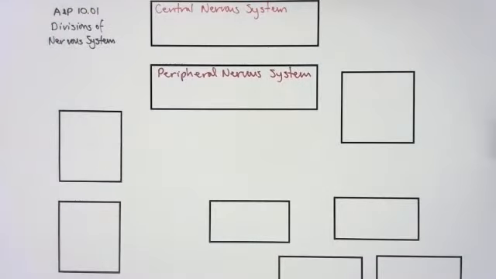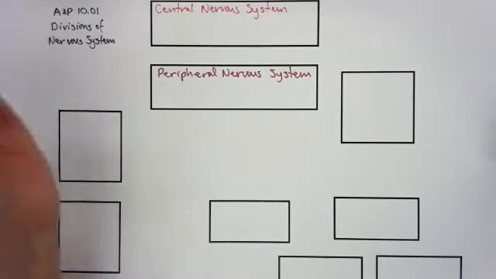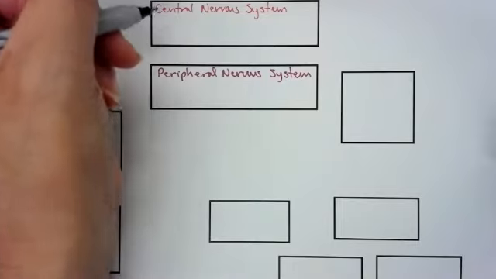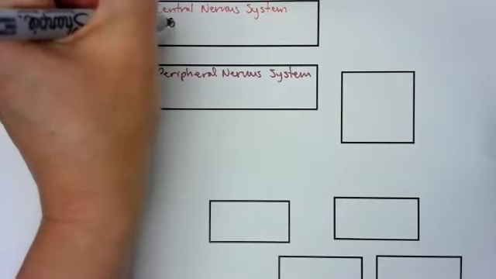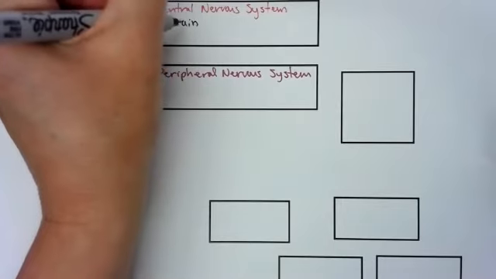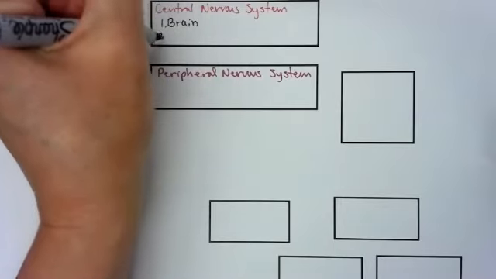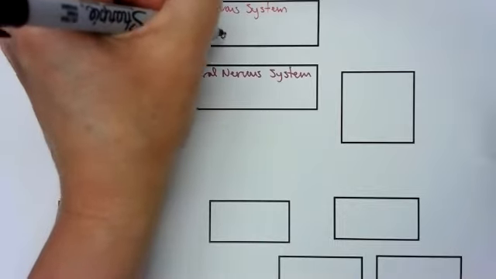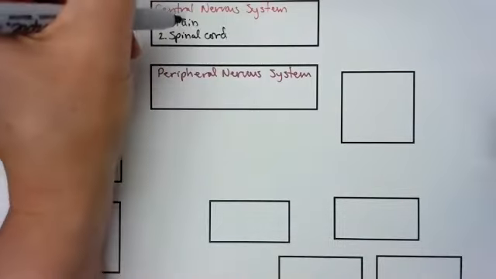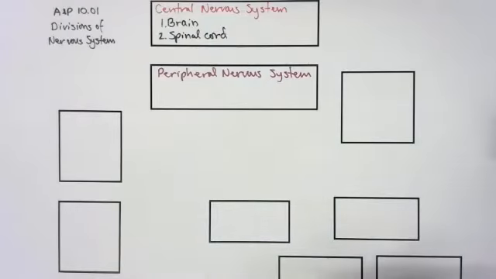So central kind of makes sense, in the center, and peripheral, if something's on your periphery, it's to the outside. So the central nervous system is made up of the brain, and the spinal cord. And quite obviously, that's central to the body.